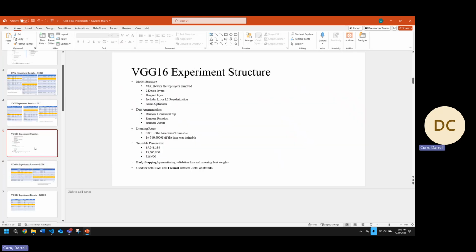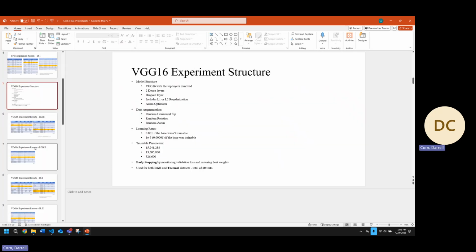Okay, on to the VGG experiments. So for this one, I took the convolution base and I removed the top layers and I put two dense layers on top. Sometimes I try it with a dropout. Sometimes I use regularization. Sometimes I use data augmentation.